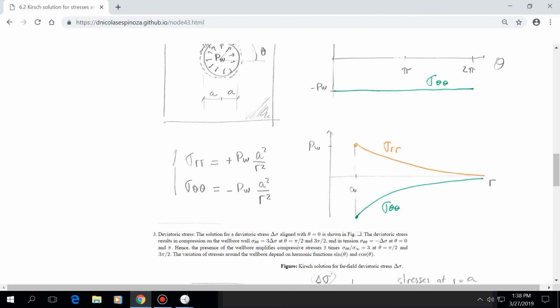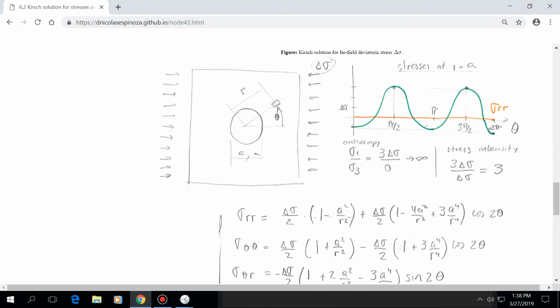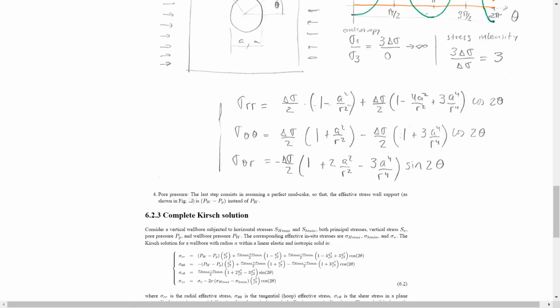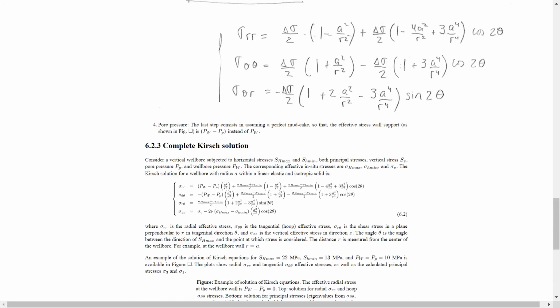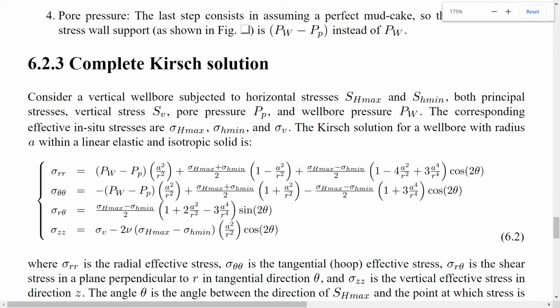And the result of putting... I didn't write the equations, okay, but the equations for the differential stress are these ones, and the variation is sinusoidal, and here you see there is a cosine and there is a sine. Once you put all the stresses together, these are the equations that you get, in which we have the effect of the pressure on the wellbore, or effective stress on the wellbore.